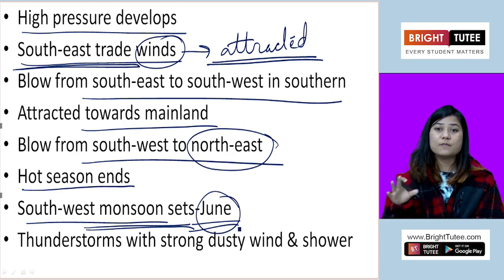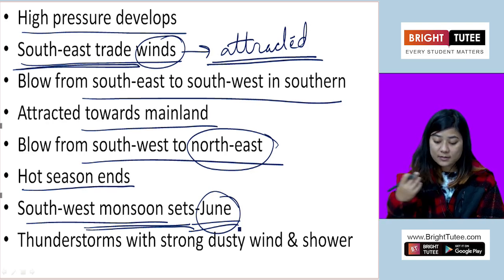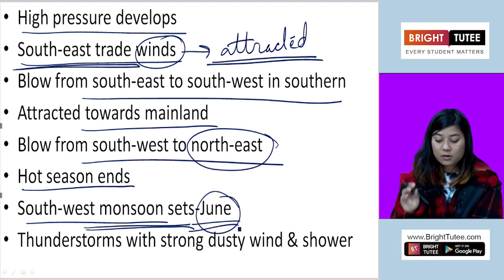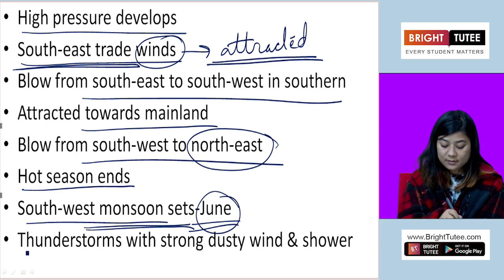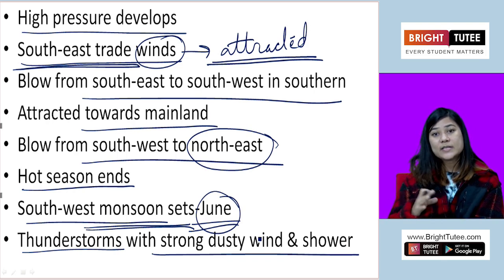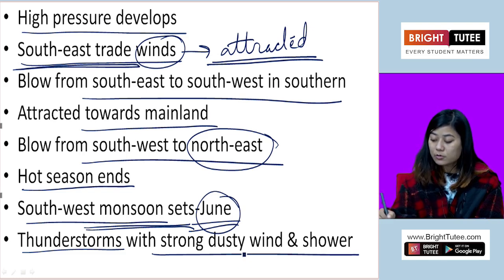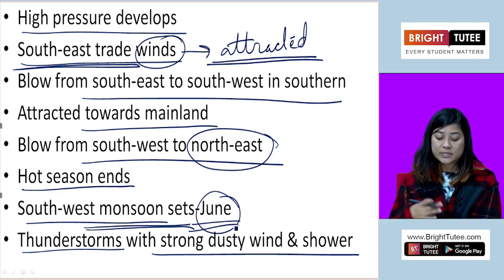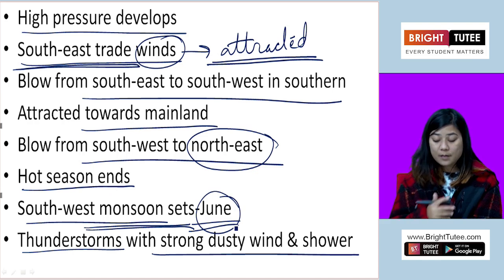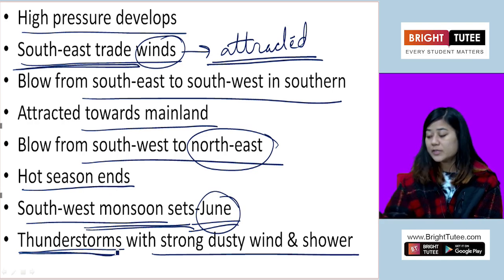And then rainfall begins to be experienced by the parts of our country. Now this wind, along with the rain, also brings thunderstorms with strong dusty wind. So the wind is very strong. It has moisture which brings rain, and it also brings a lot of dust. That wind is very dusty because of how strong it is and because of what it carries along with it. It causes thunderstorms along with showers.